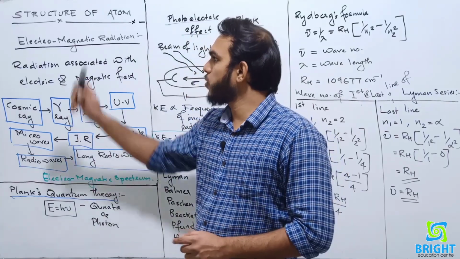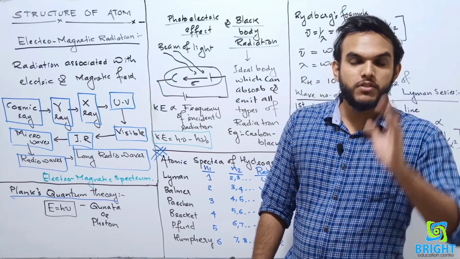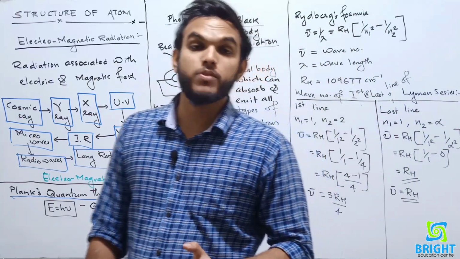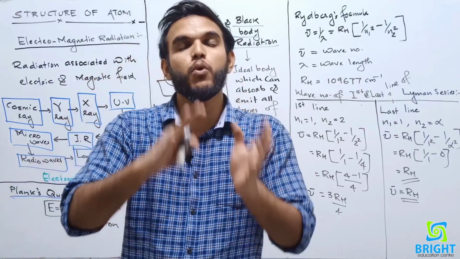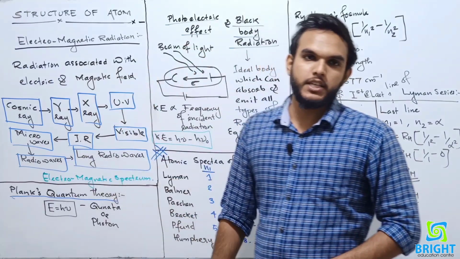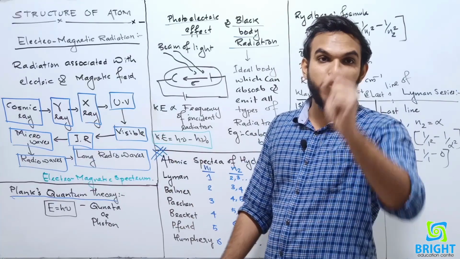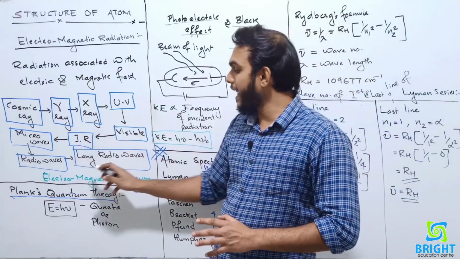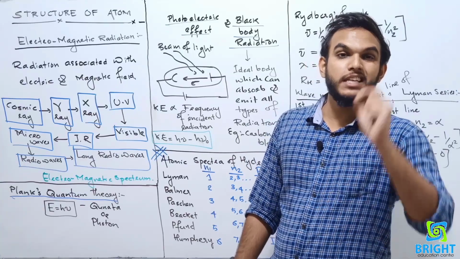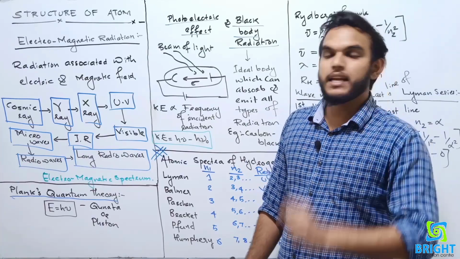Next we are going to electromagnetic radiation. What is meant by electromagnetic radiation? The radiation associated with both the electric and the magnetic field is known as electromagnetic radiation. The arrangement of these waves in increasing order of wavelength is known as the electromagnetic spectrum.